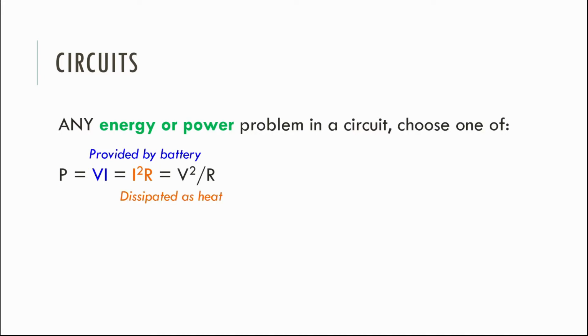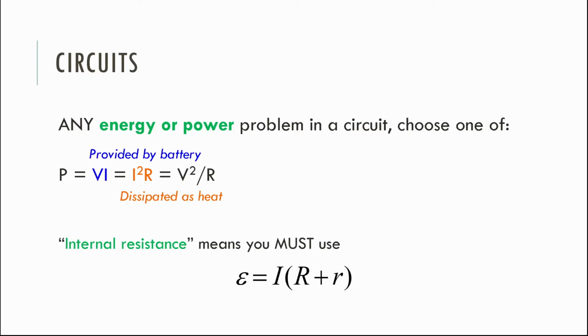And I squared R is usually for dissipation. Dissipated energy is heat, like power lines or a resistor. How much energy does it give off as heat? Because you're talking about the current flowing through some resistance. That's pretty general. All right, but know your power equations, and if you see internal resistance, there's a good hint. That means you have to use this equation.